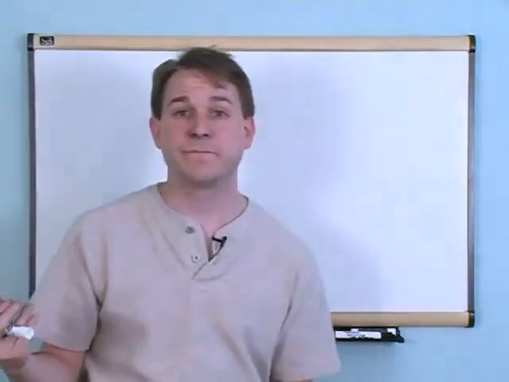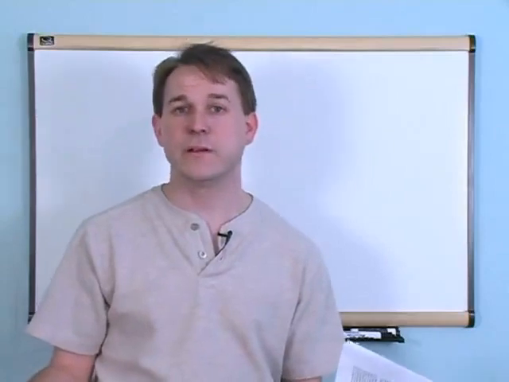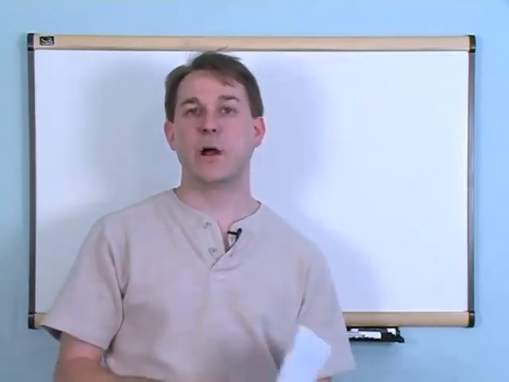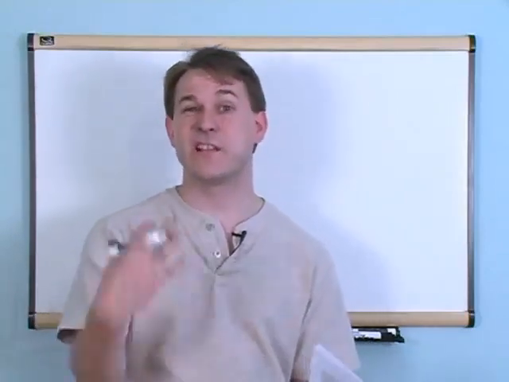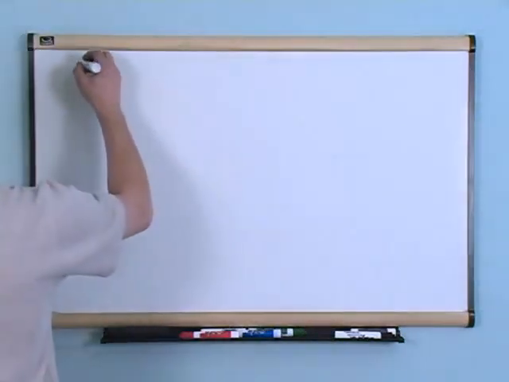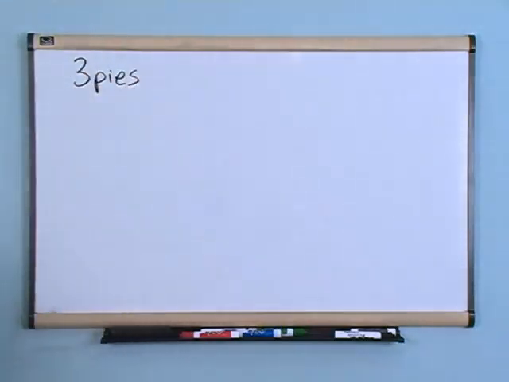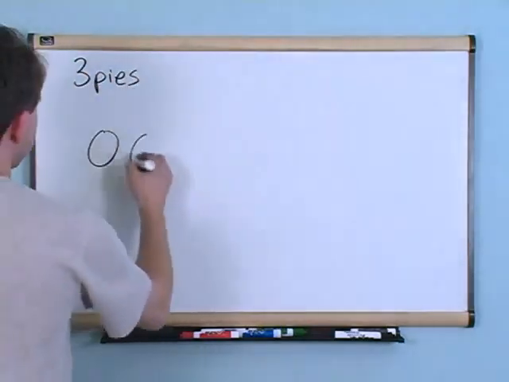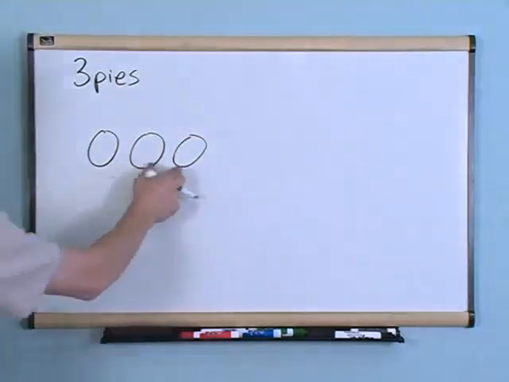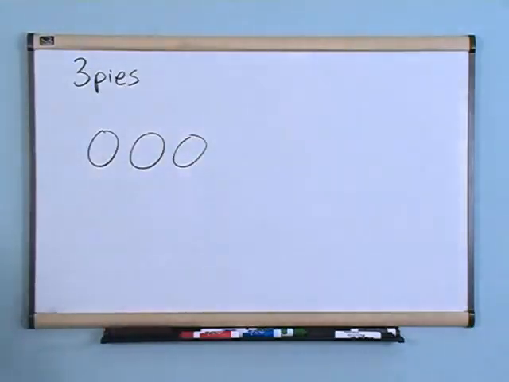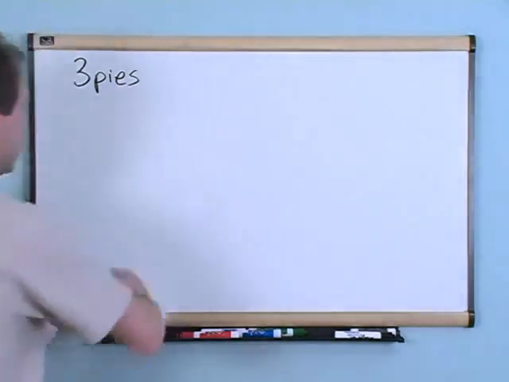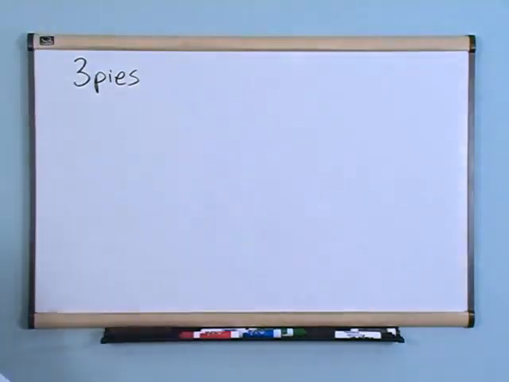I'm going to use pie as an example all the time in this class, okay? So I hope you guys like pie because we're going to talk a lot about pies right now. I think everybody knows what 3 pies would look like, right? You'd have 1 pie, 2 pies, 3 pies. These are circles, and each one of these is a pie, okay? So I think you can visualize in your head what 3 pies would look like. So just hold that in your head for a second, okay?